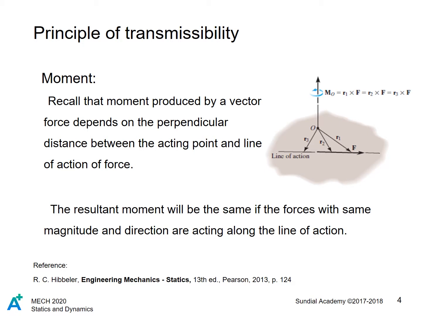For moment, the principle of transmissibility states that a force on the same line of action and with the same magnitude as another force will have the same moment about any given point of measurement. Recall from geometry that a plane may be defined by the combination of a point and a line. In the diagram shown here, wherever the force vector is positioned on the same line of action yields the same moment magnitude due to the magnitude being equal to Fr sine theta.